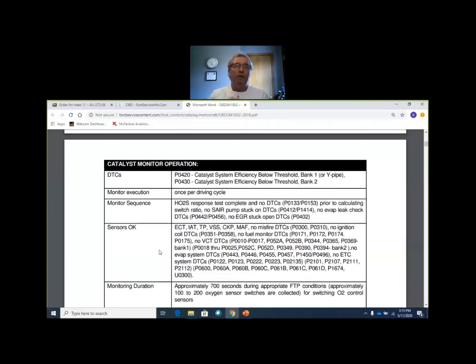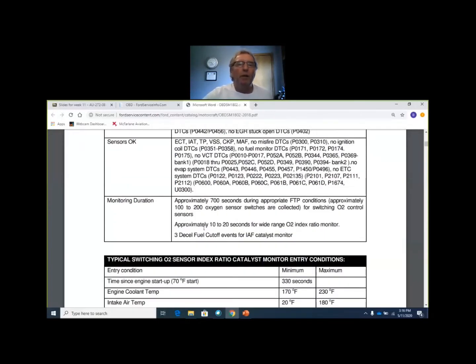The monitor can't meet the conditions because it doesn't know, if we got a bad coolant temperature sensor, well, if it needs a warm engine to run the monitor, but the temperature sensor's shot, then it never knows it has a warm engine. It's not going to run the monitor. So some of these other codes can keep monitors from running. How long does the monitor run?